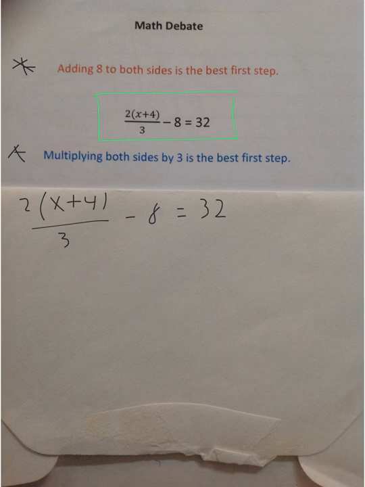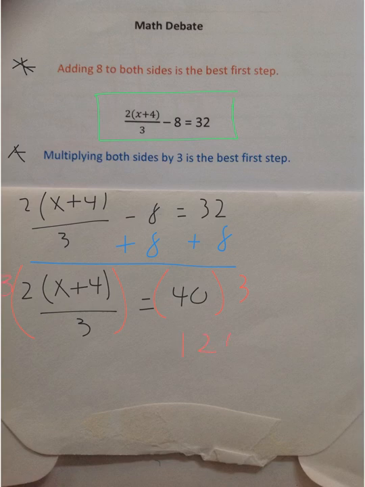So the first thing we're going to do is add 8 to both sides. So if we added 8 to both sides, remembering we are undoing the operation and following reverse order of operations, adding 8 to both sides would leave us with 2 parentheses, x plus 4 divided by 3 equals 40. And then the next best step will be to multiply both sides by 3.